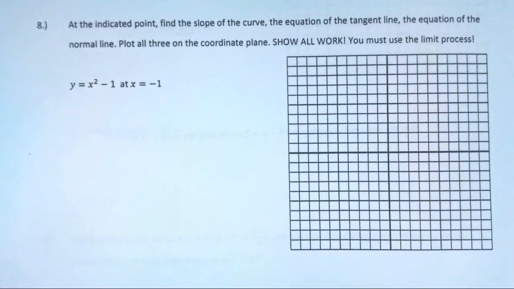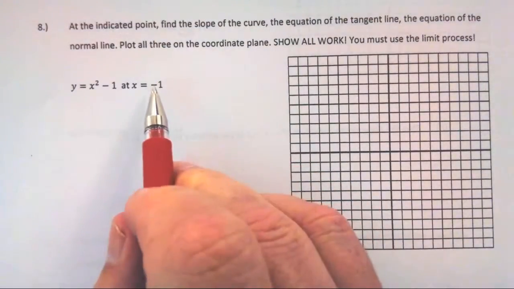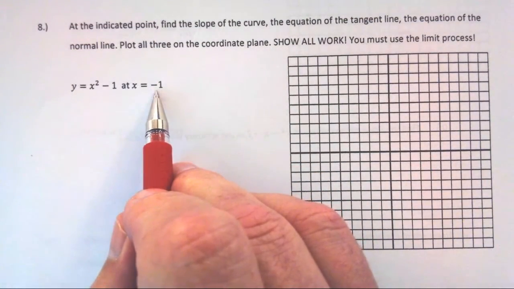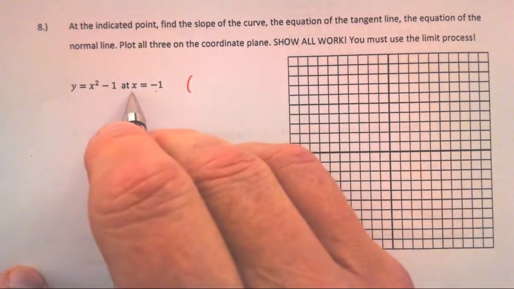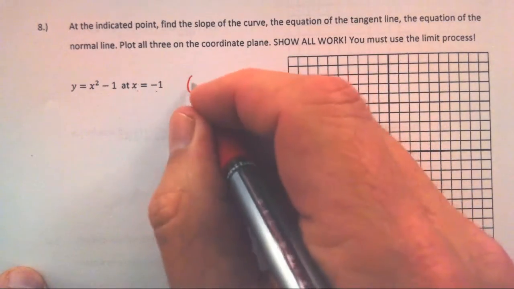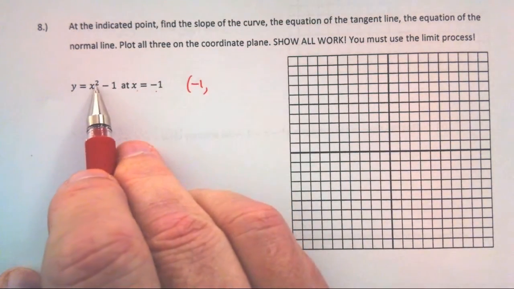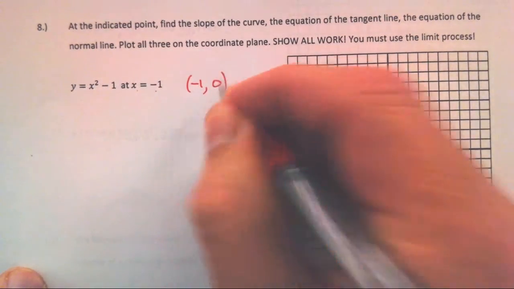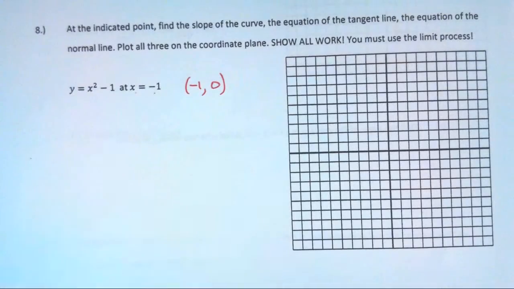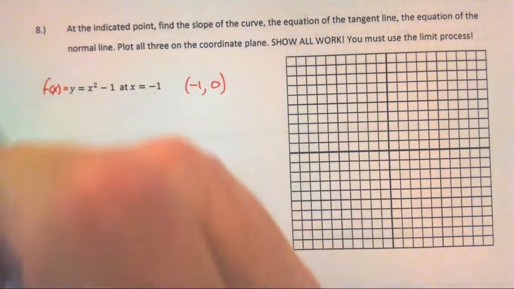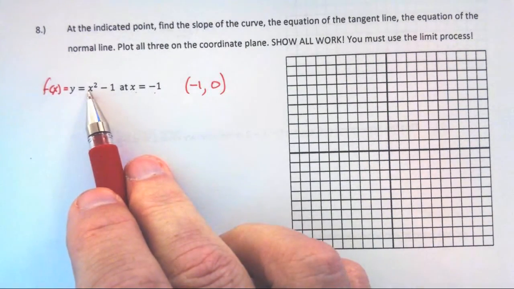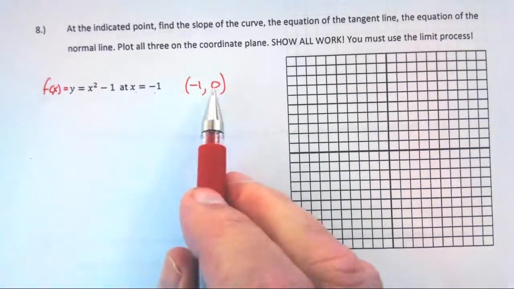Okay, number 8. At the indicated point, they don't even indicate the whole point for me. I got to work for that a little bit. Well, it's not too much work. At x equals negative 1, I've got negative 1 squared, 1 minus 1 at this point. I'm going to probably refer to this as f of x anyway. F of negative 1 is negative 1 squared, 1 minus 1, 0.